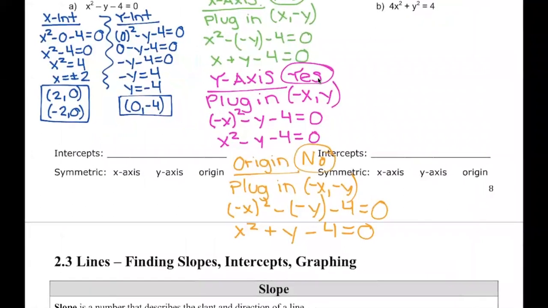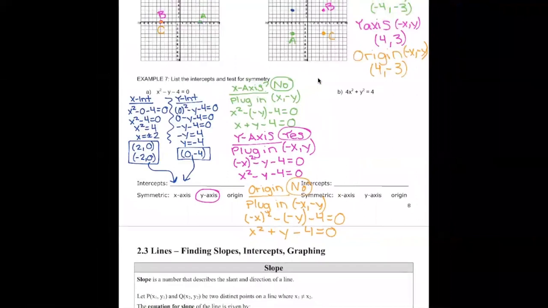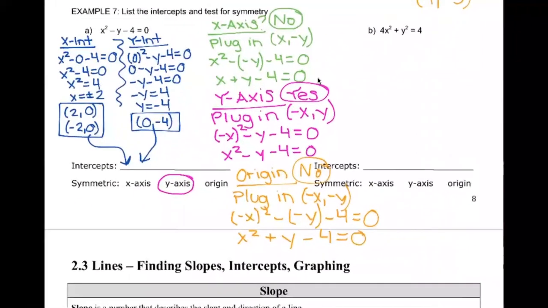So here, if I actually fill out my answers, my intercepts are 2 comma, actually, I'm just going to do an arrow because I'm running out of room. So these are my intercepts. Is it symmetric? It is symmetric only among the y-axis. That was the only one we found that the equation was the same. So it's just y-axis.